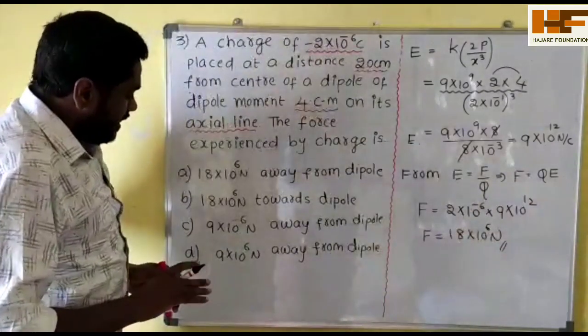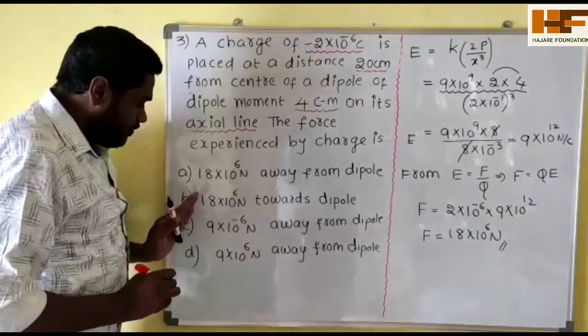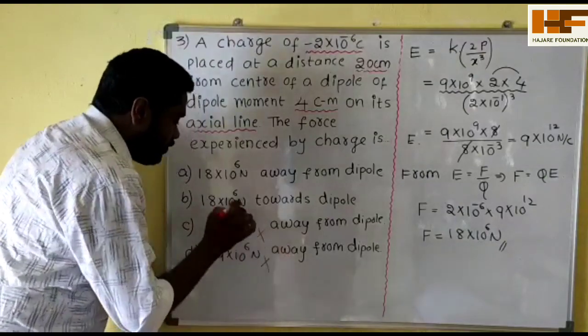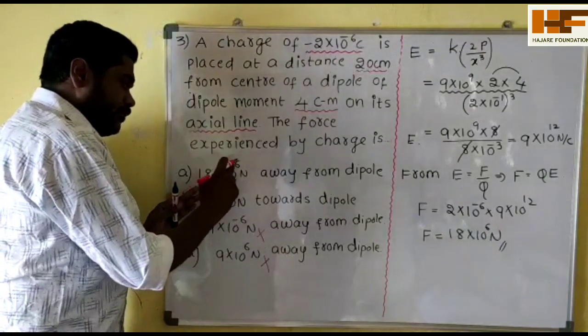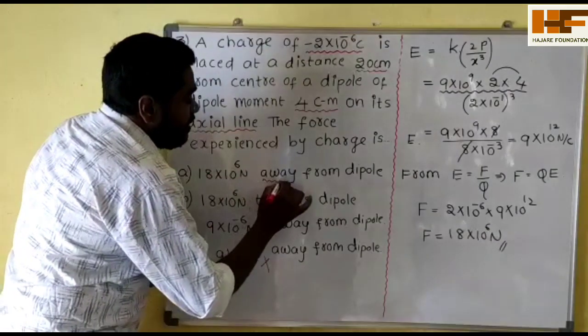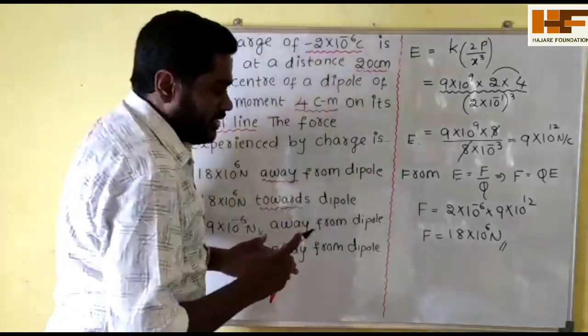But you see here, first option, second option, third option, fourth option. Out of the 4 options, this is wrong, because this is also wrong, because we got 18 into 10 power 6. But you see here what they have given? Away from the dipole. Here what they have given? Towards the dipole.